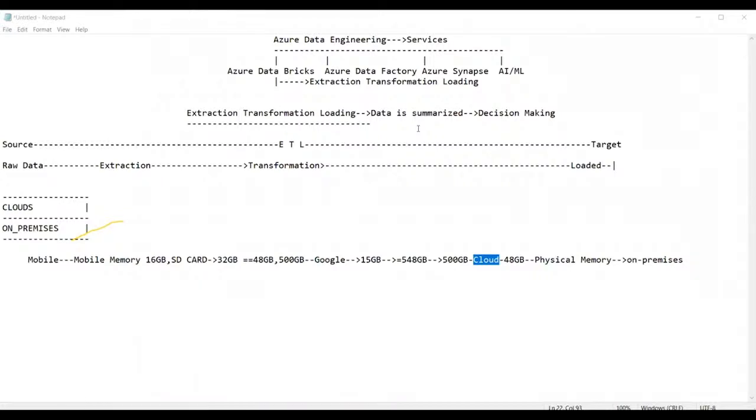Of course, that means the access is possible irrespective of the location. So we can say that we can access this data which is stored in the Google Drive from anywhere in the world. Am I right? From anywhere in the world, without worrying about the physical location where my data is stored.